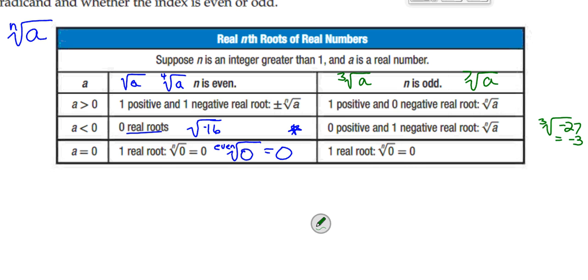I would like you to write something about that table. Yes, you should be writing this table as we go. So I'll give you a moment or two to do that.